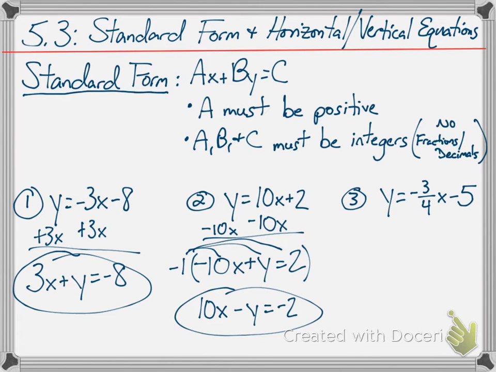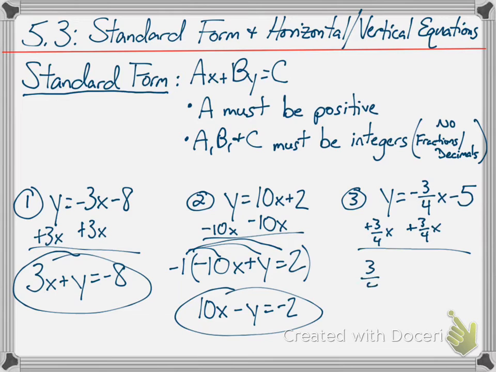So I distribute that -1 to everything. Now I can put it in standard form: 10x minus y equals -2. Everything's an integer, so this problem is done. Last example here, number 3. Again, same thing. Let's get x on the same side as y. So we're going to add 3/4 x.